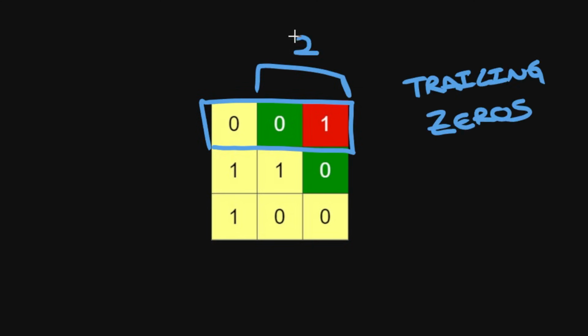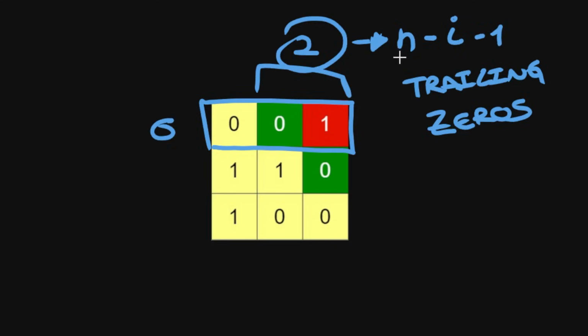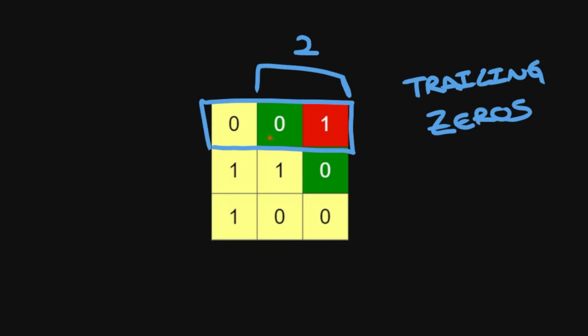And how do we get this number? How do we know that we need 2 trailing zeros in this row? Well, this number is given by n, because remember that this grid has a size of n times n, minus i, which is the current index, minus 1. So if we are standing at row 0, here we need n, which is 3 in this case, minus 0, minus 1 trailing zeros. This is equal to 2 at row 0. And now we can check if we have 2 or more trailing zeros here. Given that we don't, we can explore the next row.